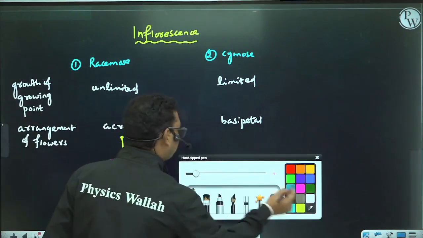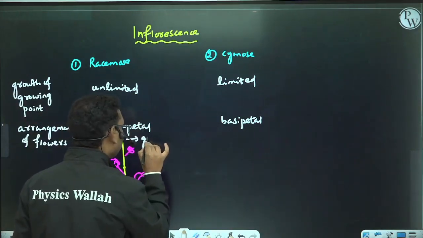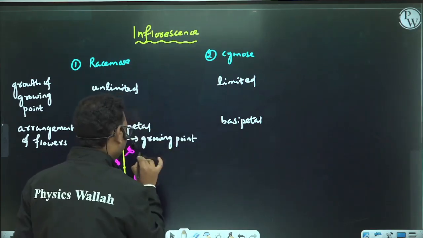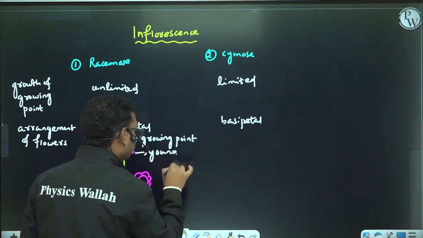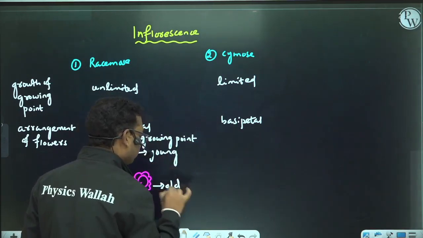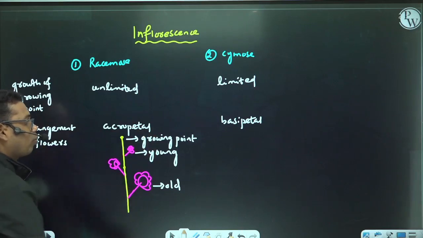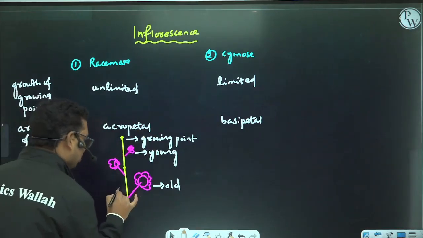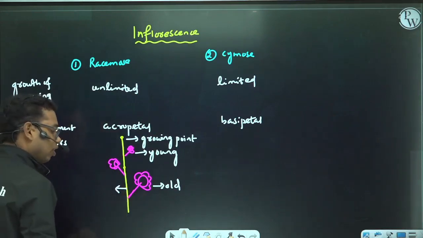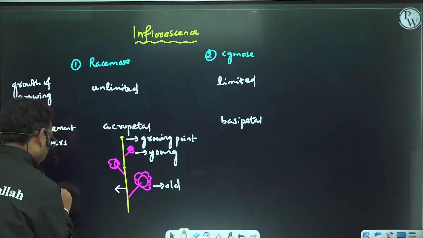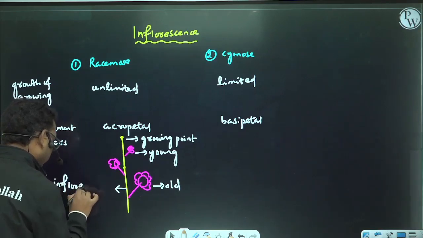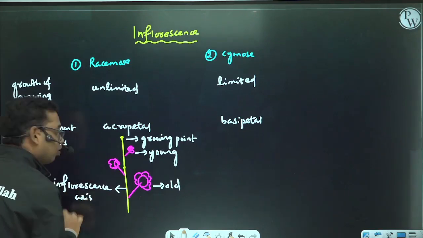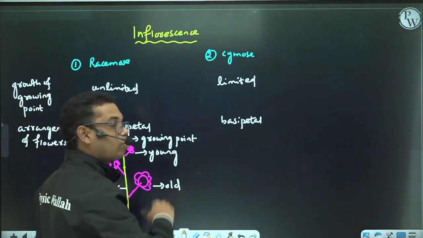This is the growing point, this is the young flower, and this is the old flower. This arrangement is called acropetal arrangement, and this type of inflorescence is called what? Racemose inflorescence. And this is the inflorescence axis. What about the cymose inflorescence then?